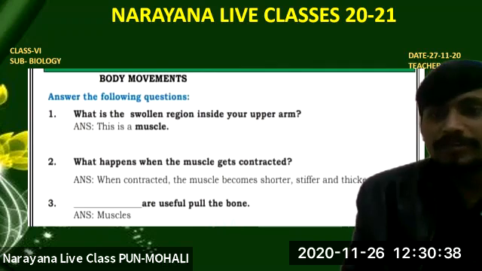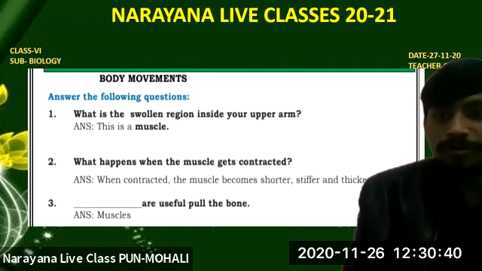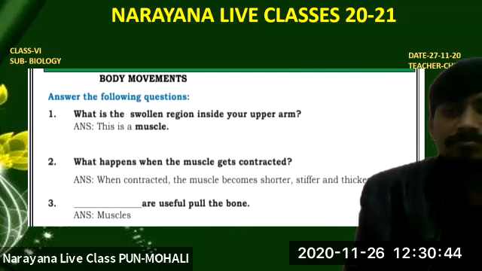Today, we are going to discuss the key of 27 November 2020, the assignment of body movements. In this assignment, the first question is, what is the swollen region inside your upper arm? The swollen region is called the muscles. We used to call it muscles.